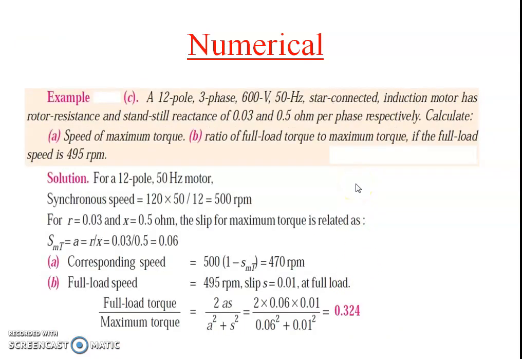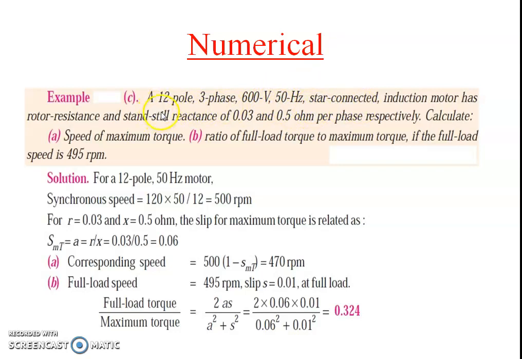Just before solving the example we should list out the given data. Read the example carefully. They have given a 12 pole motor, that means P, the number of poles, equals 12. 3-phase 600 volt, that means we are giving 600 volt to the stator winding, again 50 hertz, again star connected. All these given data are most important.